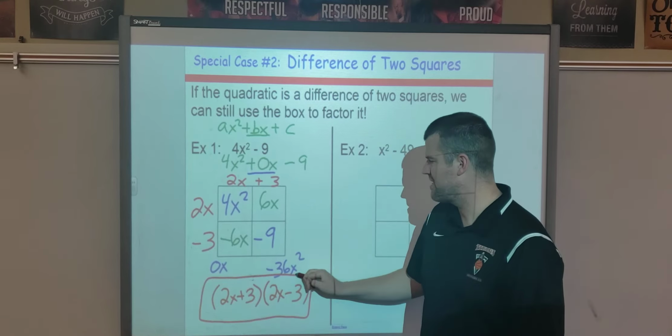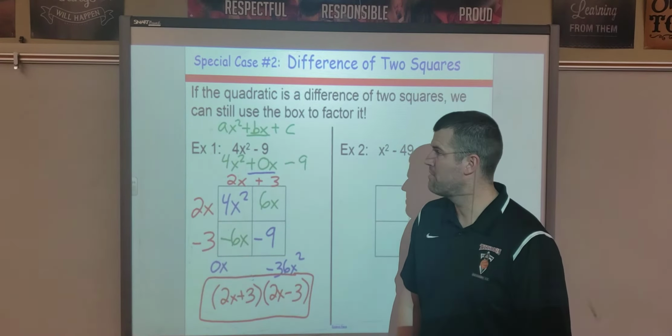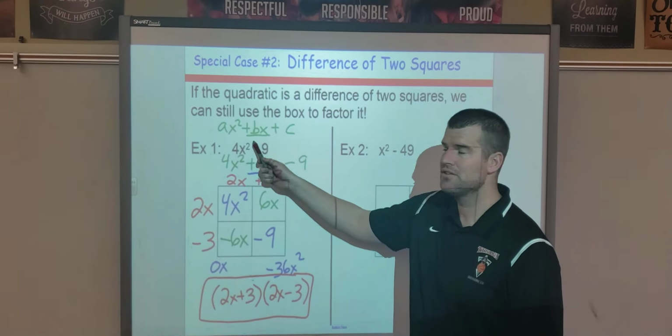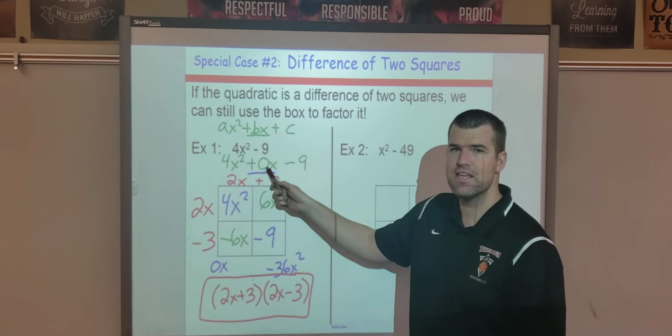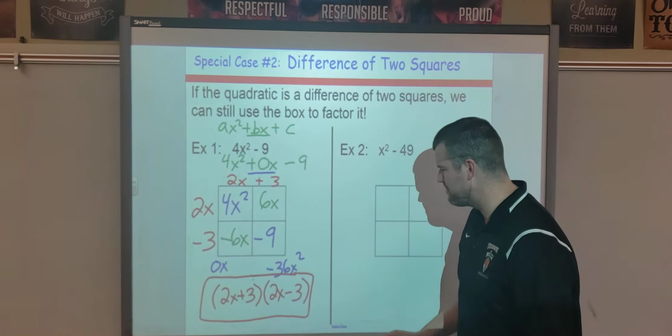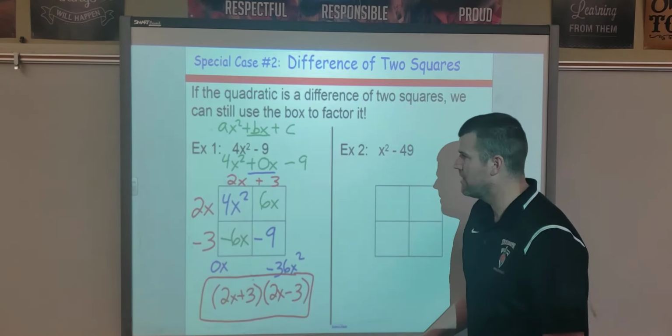So again, it's just the same as any other factoring using the box problem. The only thing we had to do is recognize we didn't have a b value. So we put in 0 for our b, and then we go ahead and solve it, or factor it just like the other problems. All right, so another example.